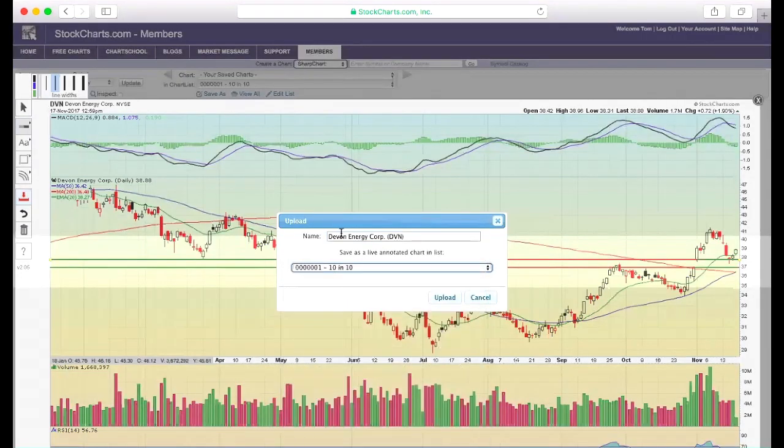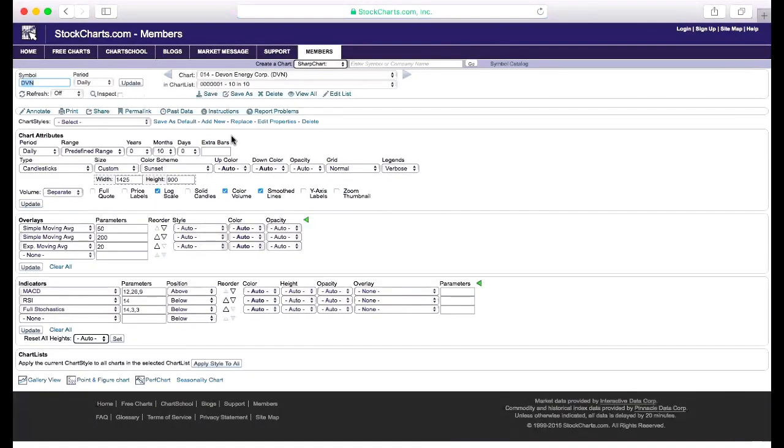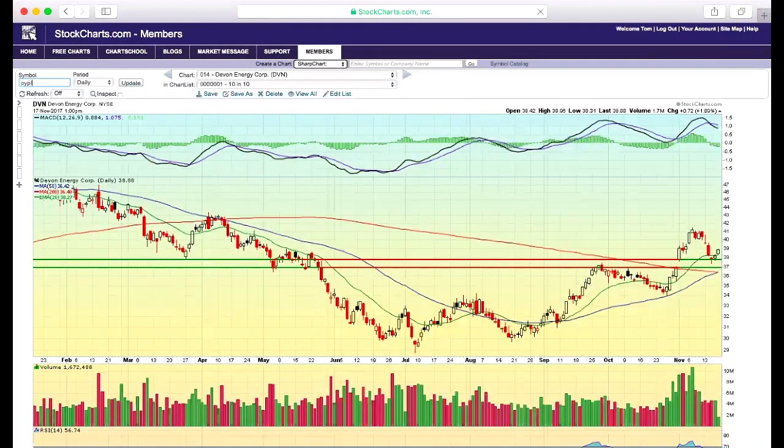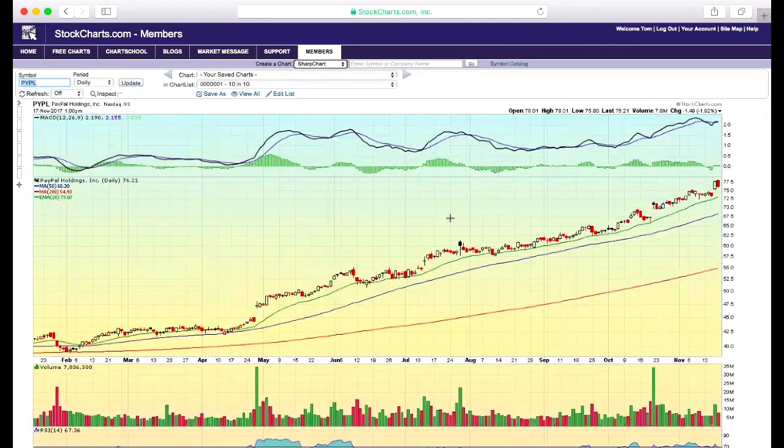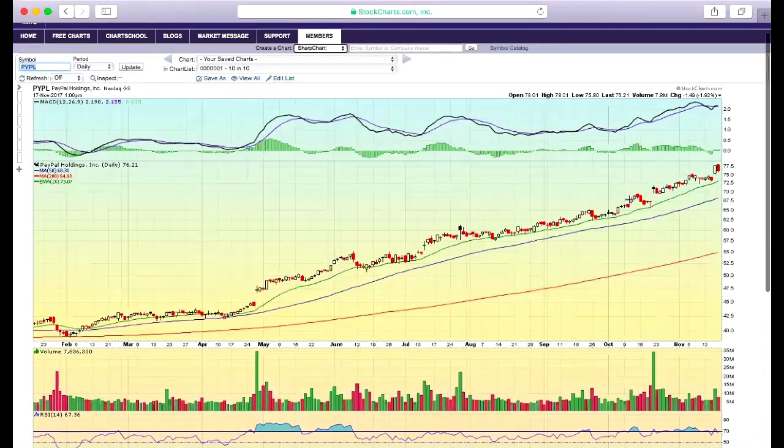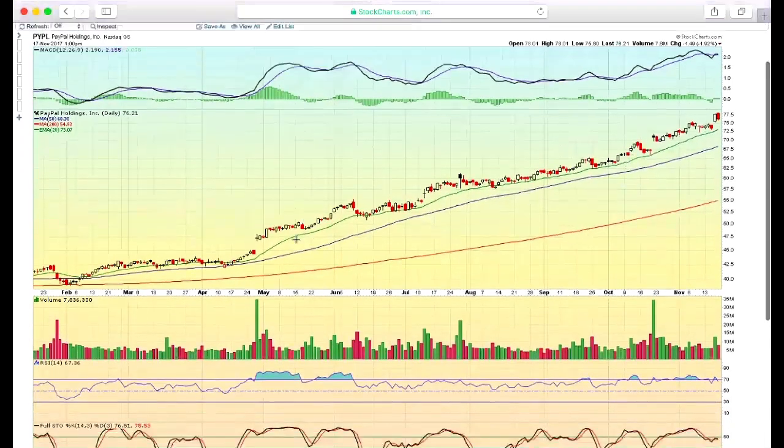All righty. Let's see. And the next one I have is PayPal, PYPL. Great stock. Nice uptrend, that's for sure. Yeah, this one, PayPal's been great. Square has been great. I am a little concerned about today's candlestick with a negative divergence. So that would be my only concern, and it's a short-term concern. It's not a long-term concern.